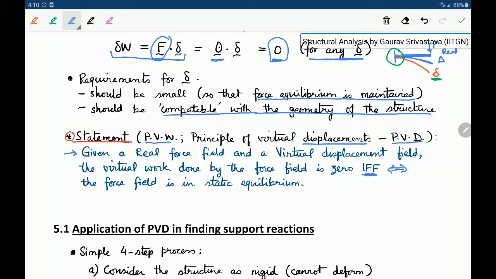What it means is that if the real force field is in static equilibrium, the virtual work under any admissible or compatible virtual displacement will be zero. And vice versa, if the virtual work done by the force field is zero under a virtual displacement, that force field is going to be in static equilibrium. This is a very powerful statement, and it can be used in a variety of ways in mechanics problems. So in this session we will see how this can be used to find support reactions.